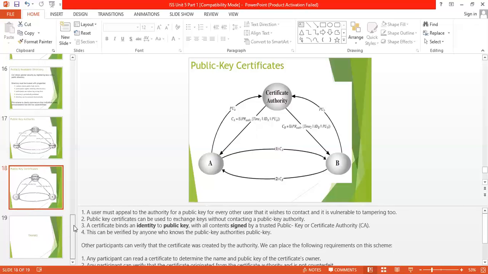In this lecture we have discussed key management and distribution. Basically, key management uses two techniques: one is symmetric key distribution using symmetric encryption, and the other is symmetric key distribution using asymmetric encryption.